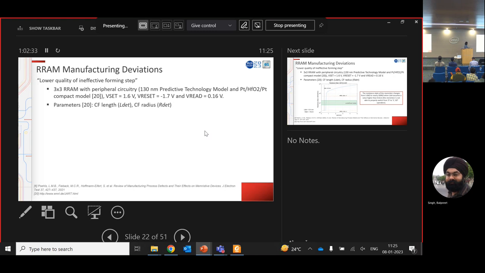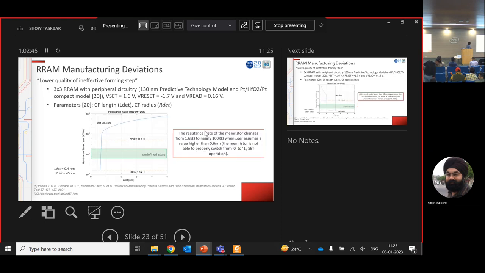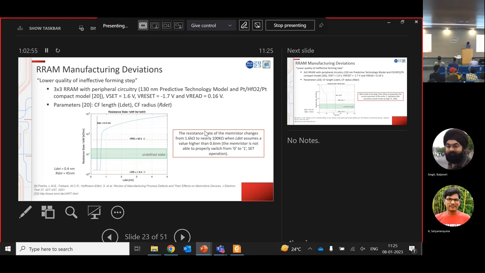And then the idea was to analyze what happens if we don't have a proper forming step. What is going to happen with the conductive filament? So here in this graph, we changed parameters in the model. We have two main parameters that represent the conductive filament of the memristive device. One of them is the length of the conductive filament. The other one is the radius of the conductive filament.